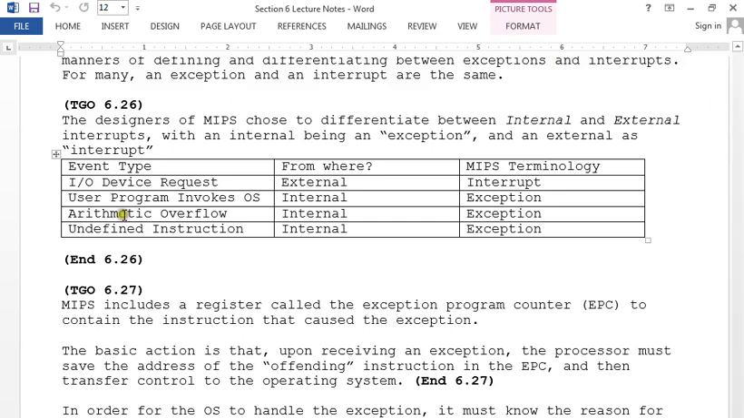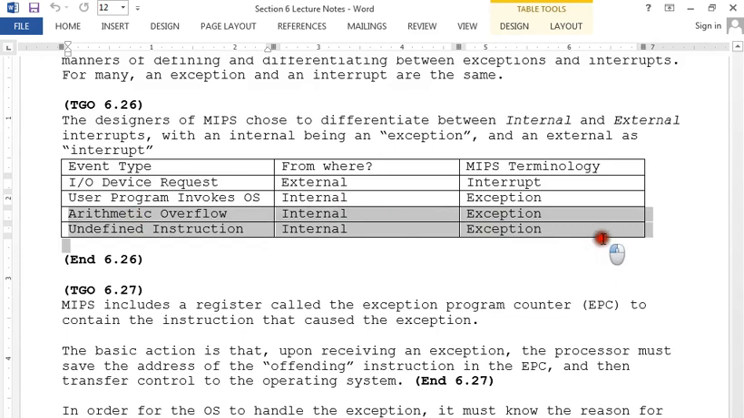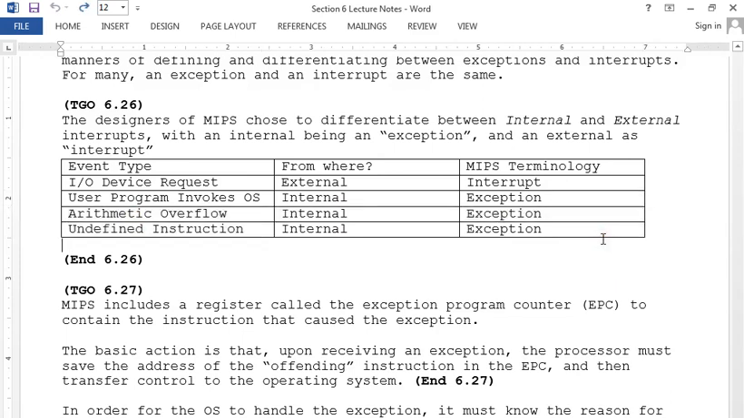So we have two types of things. We could have arithmetic overflow: what happens when we generate an overflow in an addition or subtraction instruction? And an undefined instruction, as I alluded to earlier, is what happens when we have an opcode that doesn't actually exist. What happens when the compiler makes a mistake?